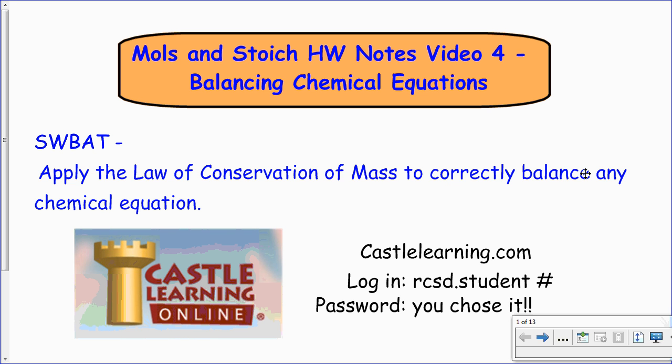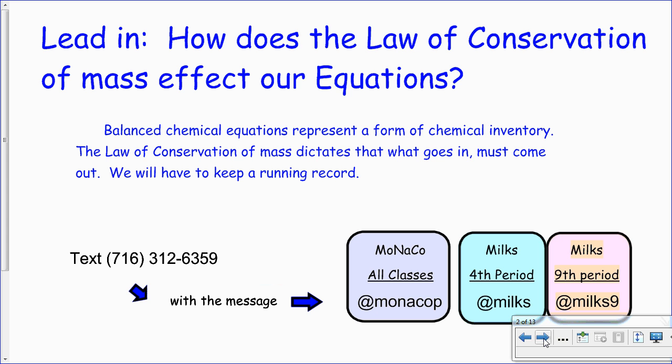We're talking about moles and stoichiometry for our unit, and we're going to begin balancing chemical equations at this point. Now, we need to show chemical equations that obey the law of conservation of mass, to show that the atoms were there before and afterwards. So that's what today's lesson is about. But why would we do this? How does it have an effect on our equations?